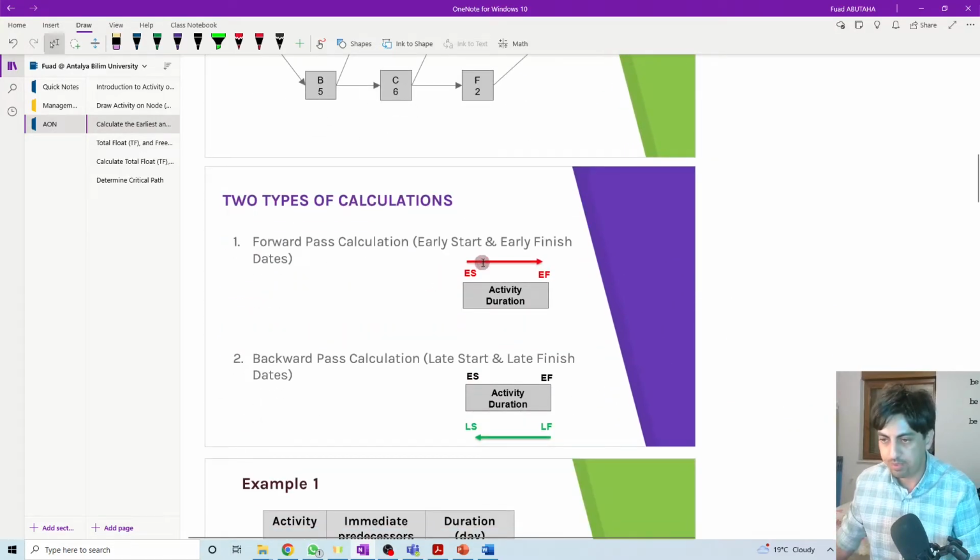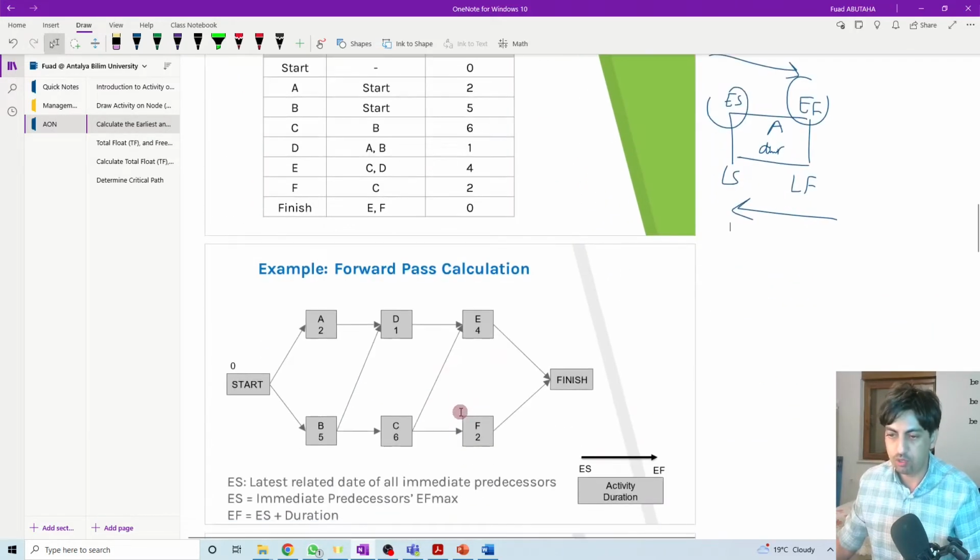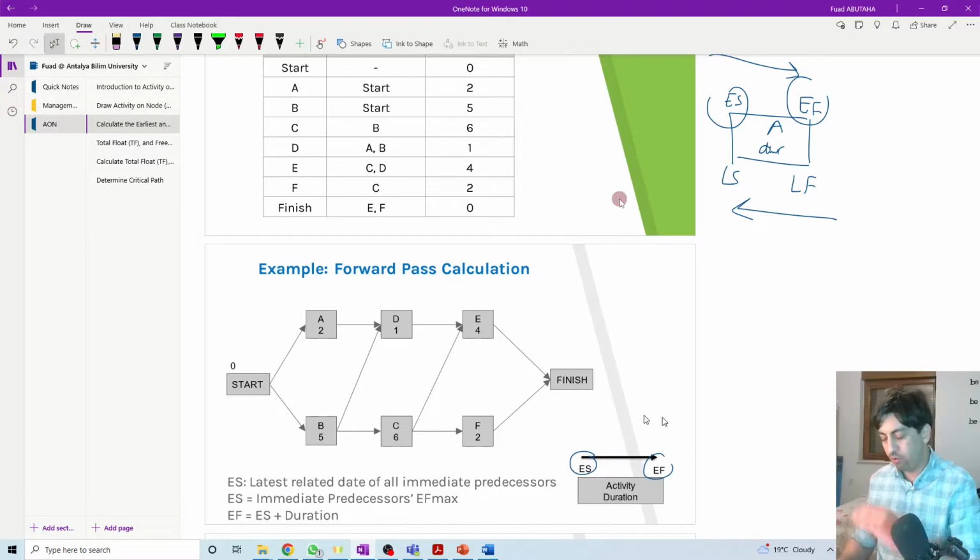So here is the early start and early finish. We calculate it when we move forward, the same as what we have done in activity on arrow. And then we go backward to calculate the late finish and late start. So we'll apply the same method also for this type of network diagram. So we already drew this network diagram using activity on node. Now we'll start calculating the earliest time, early start and early finish, when we move forward.